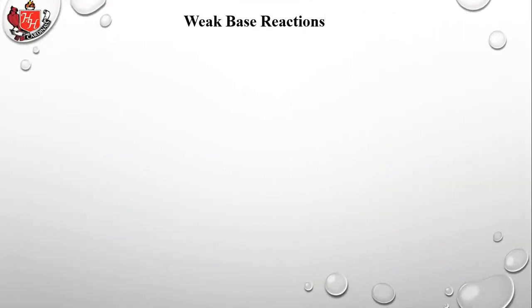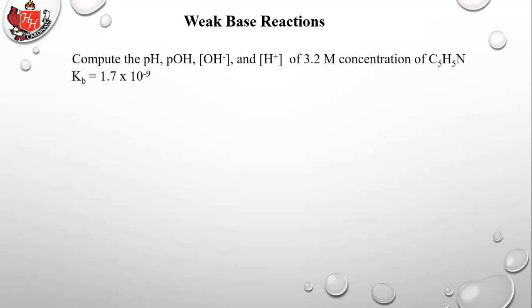Okay, now we're going to move on to weak base reactions. We've dealt so far only with weak acid reactions. Weak base reactions are very similar. So we're going to compute the whole table here: pH, pOH, OH-, and H+, H3O+, same thing, of a 3.2 molar concentration of a weak base, C5H5N, which has a Kb. Now notice this is a Kb. When you do a base reaction, you have to use the Kb.